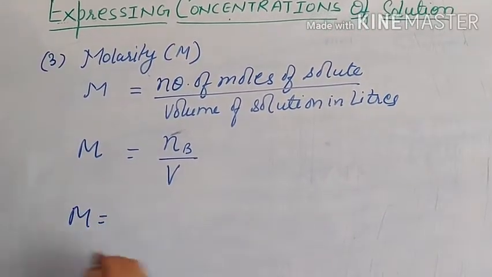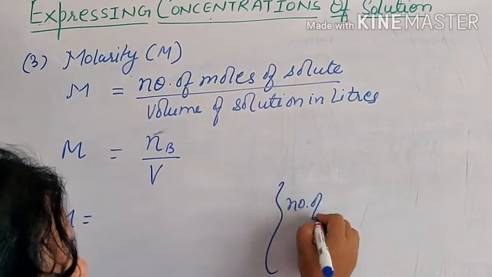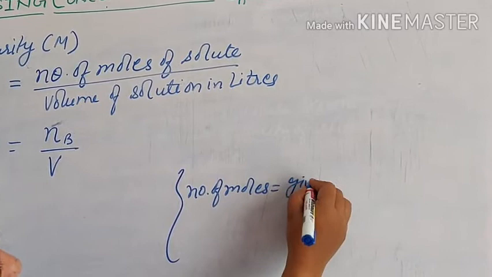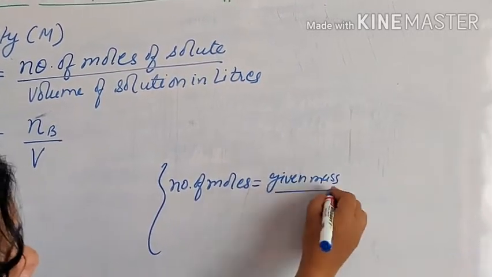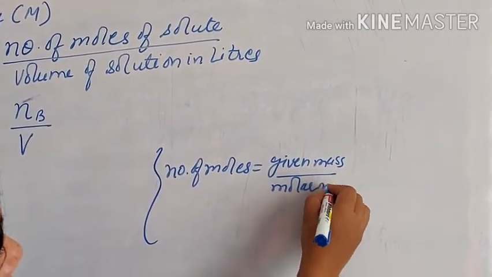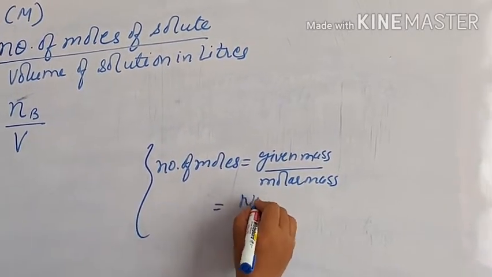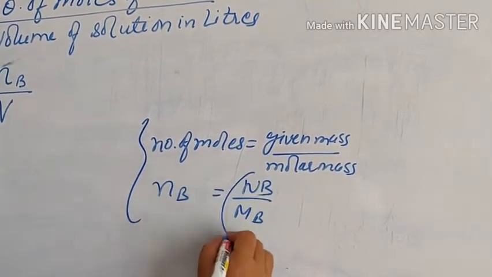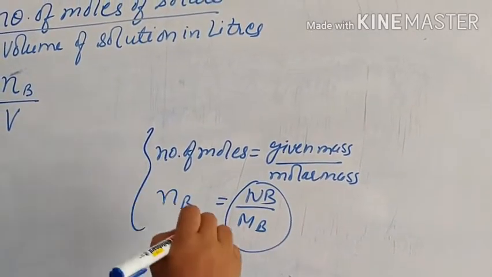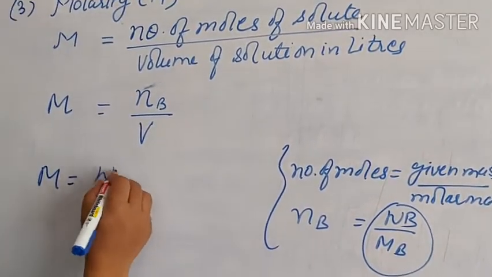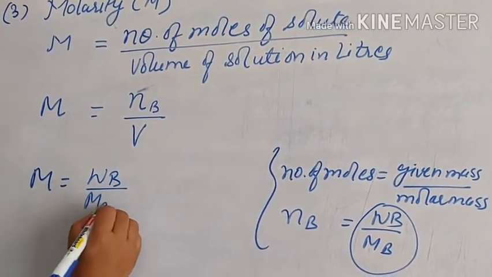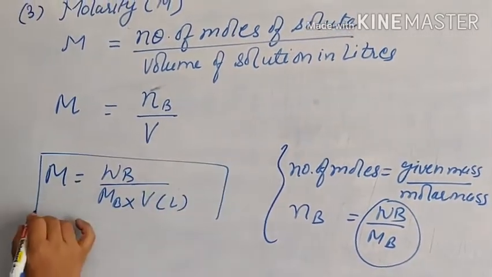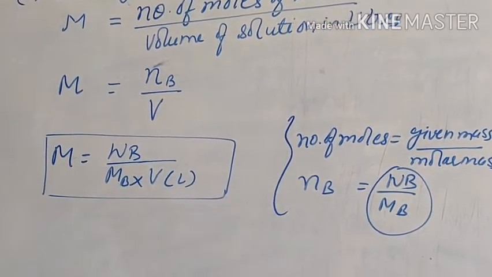Further, number of moles of a solute can be calculated by using the formula given mass upon molar mass. Given mass means WB and molar mass means MB. So NB can also be represented by WB upon MB. So NB can be replaced by WB upon MB into volume in liters. So this is the formula for calculating molarity of the solution.